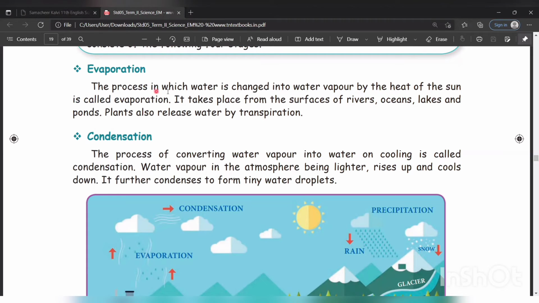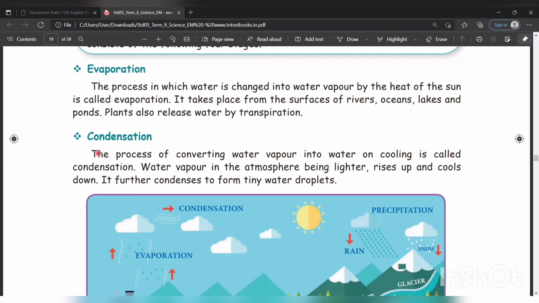Okay, so what happens? Water from the surface of the rivers, oceans, lakes and ponds changes into water vapor by the heat of the sun, and this process is called evaporation. So water changes to water vapor.